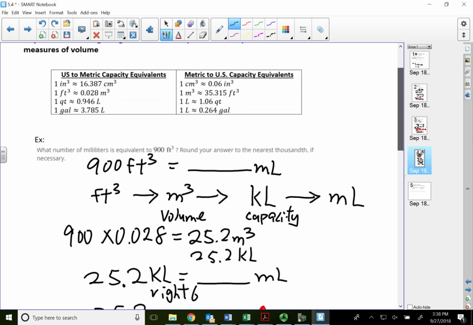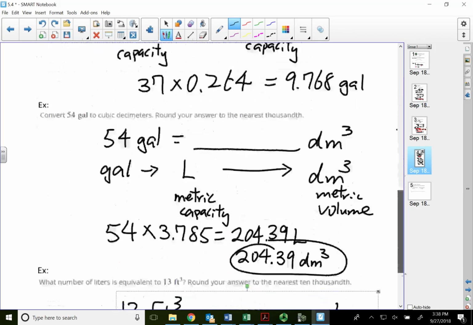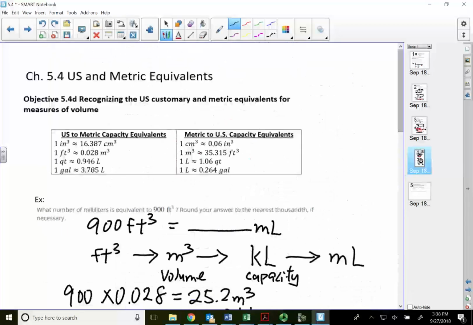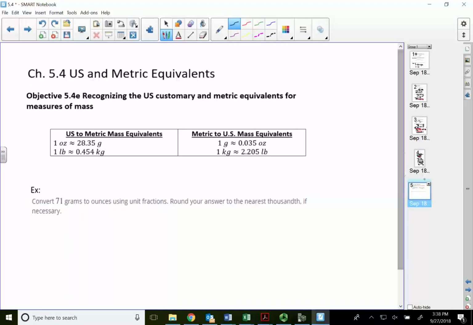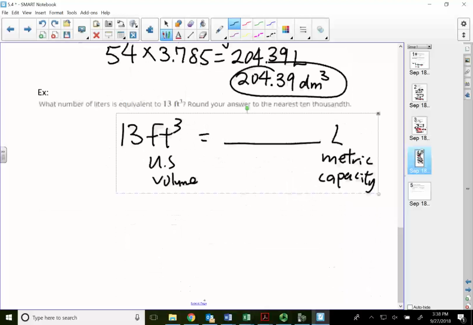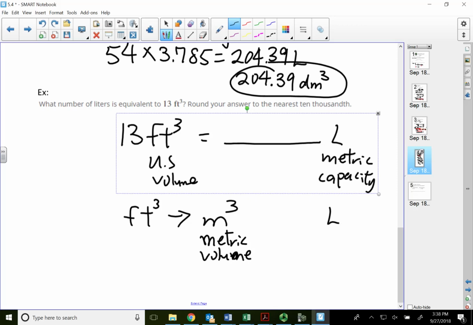Hold on a minute now. Let's look. Cubic feet to liter. Cubic feet does not go to liter. It actually takes me to cubic meters, which is volume to volume. So once I'm at metric volume, I will need to end up with metric capacity.